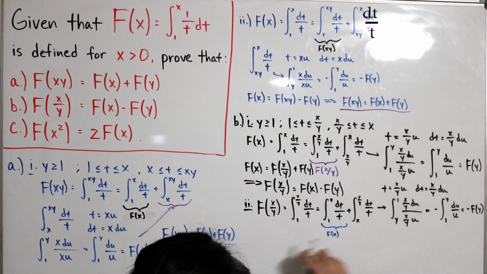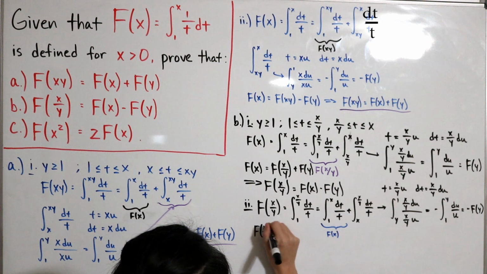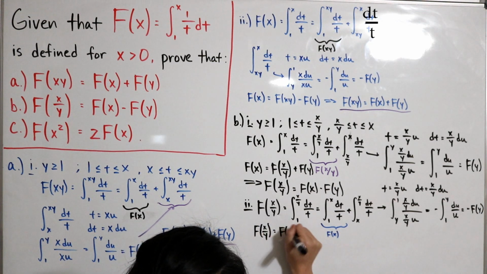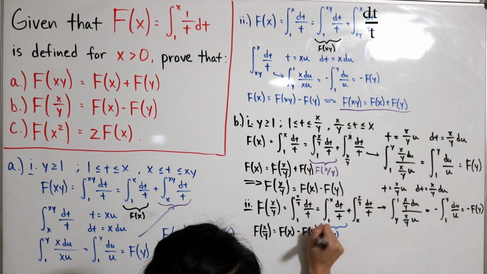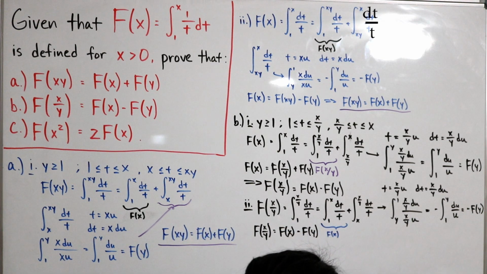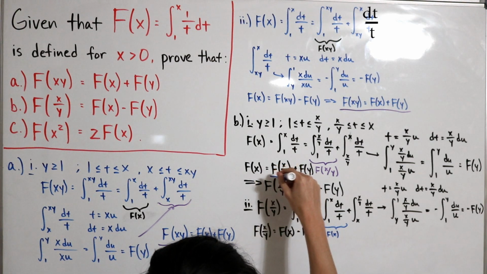And so with this clarification we see that f of x over y is indeed just equal to f of x, then add with the negative, so subtract f of y. And so we just proved the second case. So we're done with both of the cases, just like that.